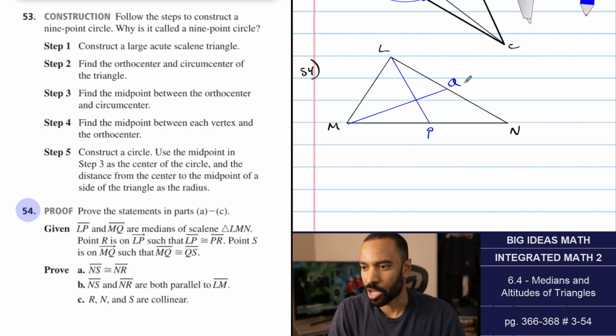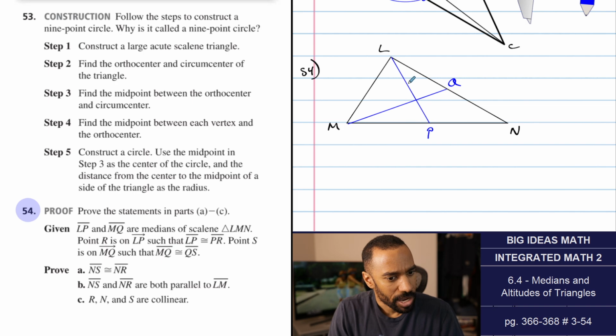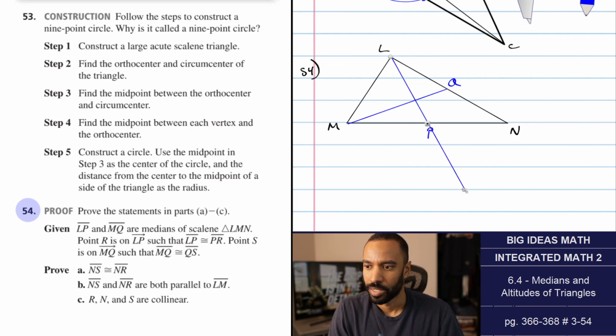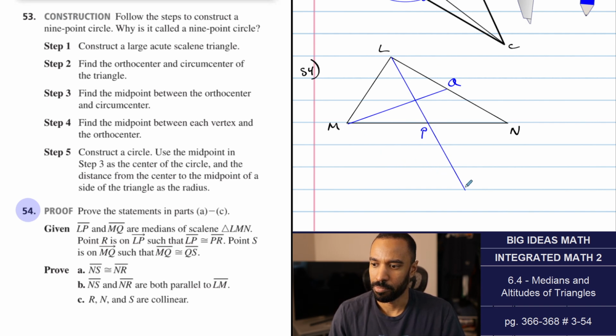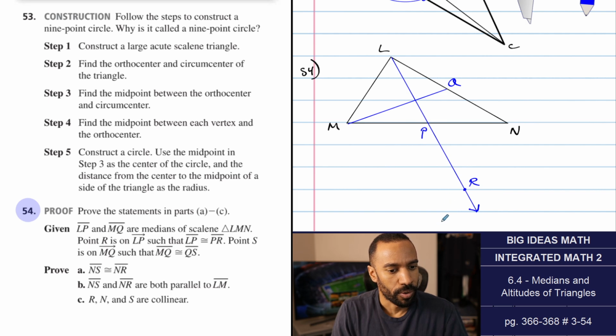Point R is on ray LP such that LP is congruent to PR. Okay, point R is on it so that LP and PR are congruent. So this needs to extend, like that. R can be right there. I don't know what this proof is going to be about yet. I don't even know how I'm going to write it. So point R is on ray LP such that LP is congruent to PR.